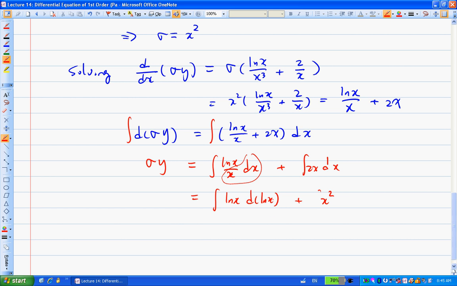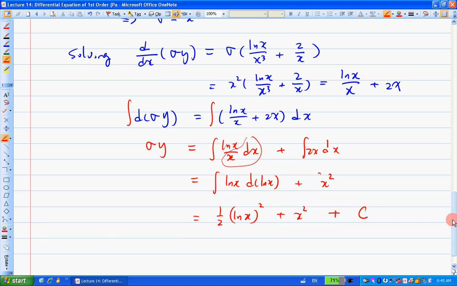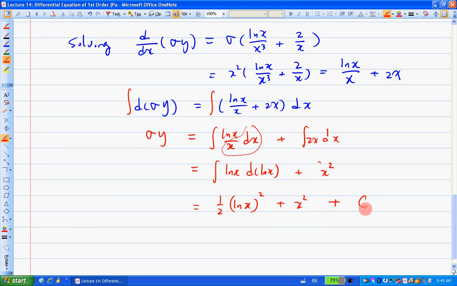So that's going to be 1/2 ln x squared. You can treat this as one single quantity, ln x, and plus x squared. Now this is the time you add a constant c here. Now this one you need a constant c, because you need the constant c to solve for initial values. So we basically solved the question.